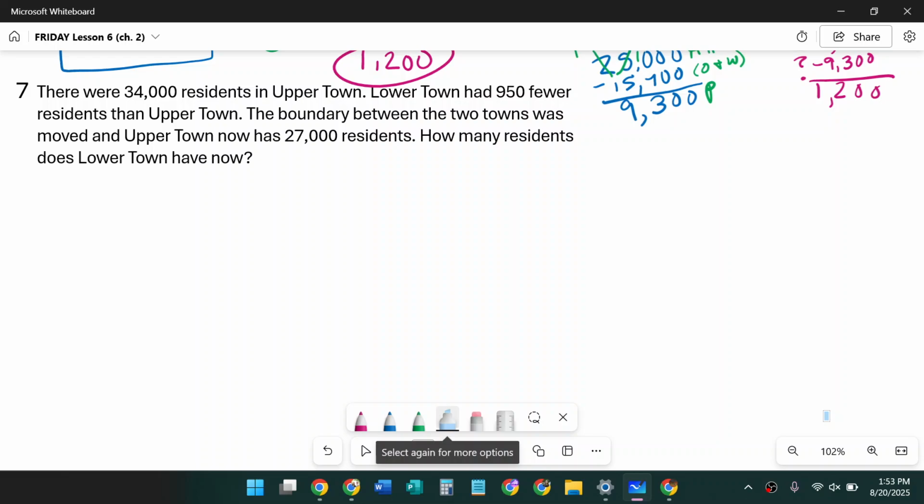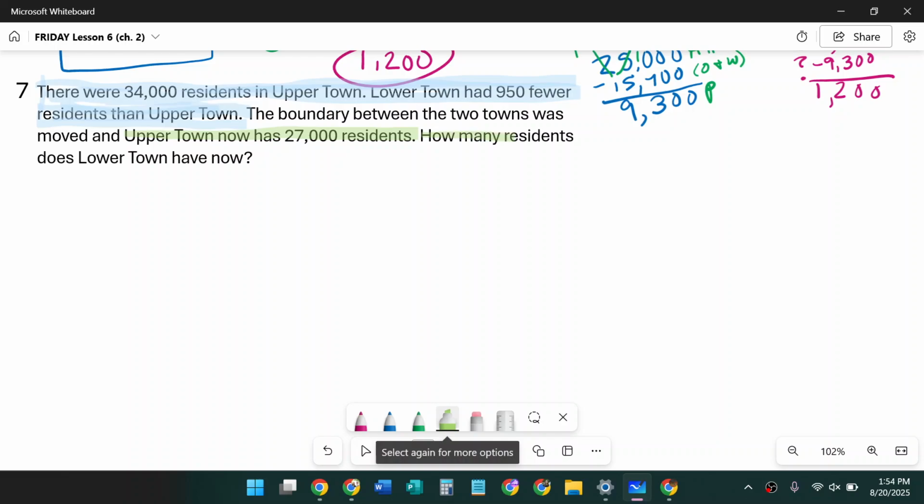So there were 34,000 residents in Upper Town. Lower Town had 950 fewer residents than Upper Town. The boundary between the two towns was moved. Oh, there we go. That's where it stops. So this is our before. And what comes next must be our after. The boundary between the two towns was moved, and Upper Town now has 27,000 residents.